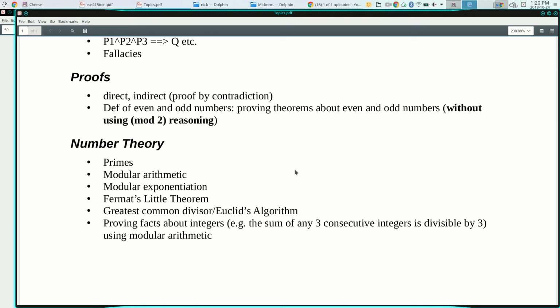And then we can take the addition. That's going to be 2. So all of those in mod 3 would be equivalent to 0. So we can say any 3 consecutive numbers would be divisible by 3.